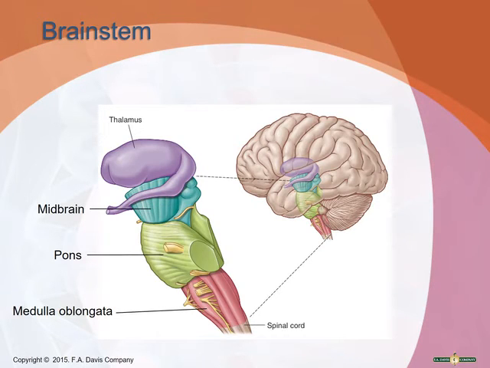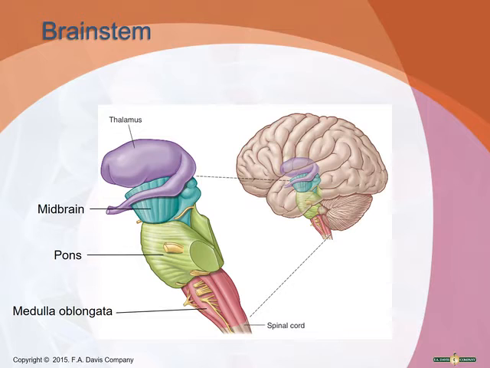So the different parts of the brain stem consist of the midbrain, the pons, and the medulla oblongata. Lots of times you'll hear people just say the medulla, they don't include the oblongata part of it. It contains tracts that relay sensory and motor impulses. This is the midbrain. The midbrain contains tracts that relay sensory and motor impulses.